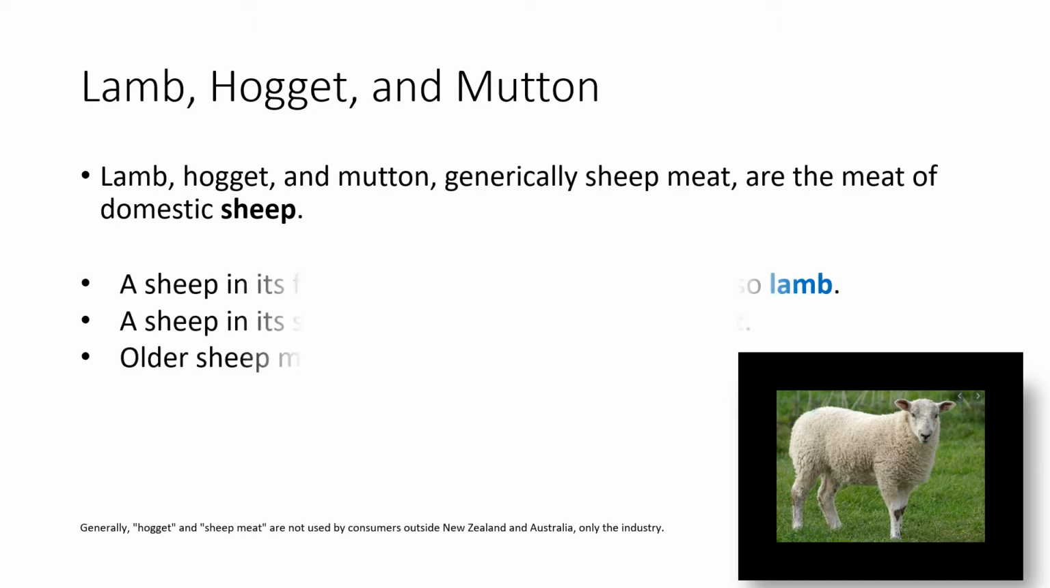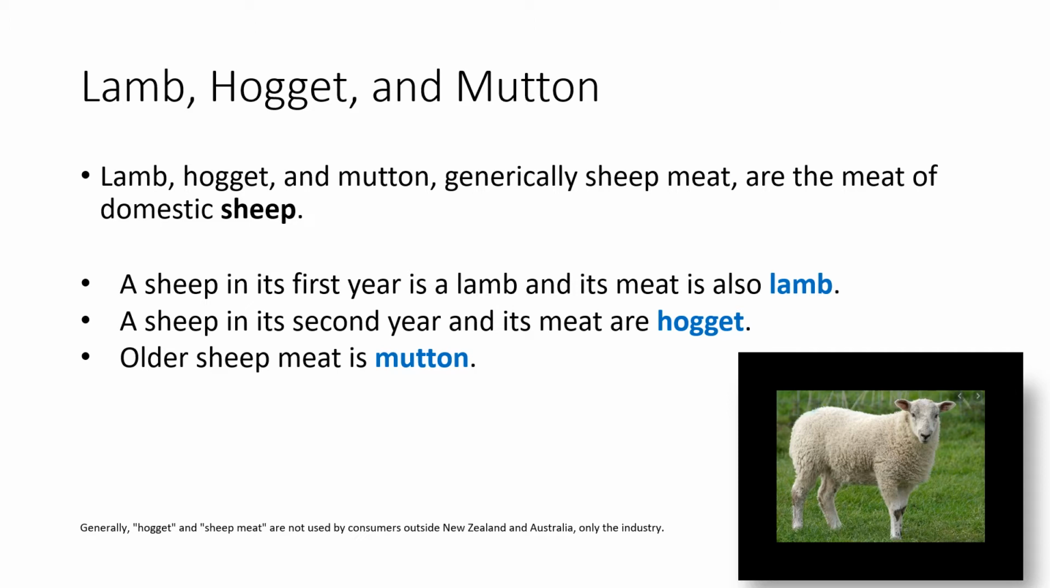Now what that criteria is: if it is the first year it is called a lamb, and if it's in the second year it's called a hogget, and older sheep meat is called mutton. Are you fine with this? So mutton is typically older sheep meat. If it is 2 years or below 2 years old, it's called a hogget, and below 1 year old it is called a lamb, right?